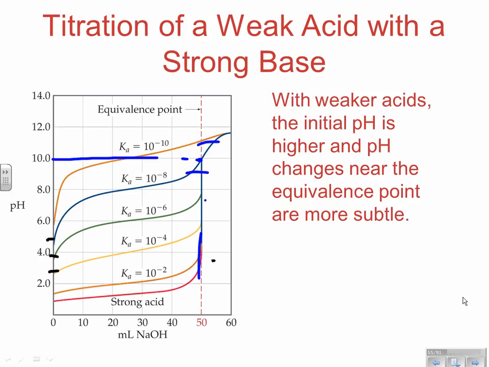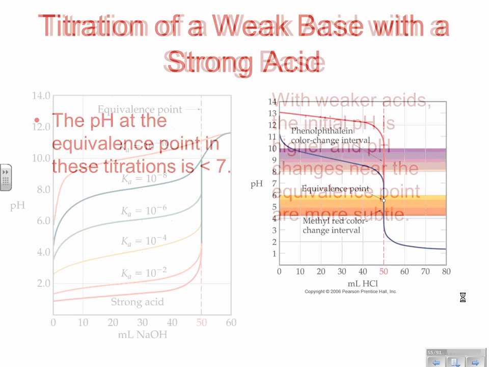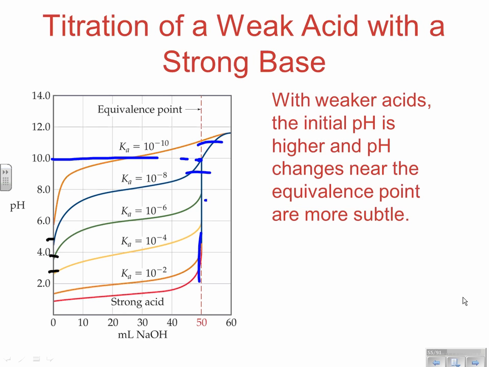So the equivalence point gets more subtle to find as you have a weaker weak acid. Oh, and another mention here, and notice what's going to happen. If we have a weaker weak acid, we're going to have a stronger conjugate base. So we're getting farther and farther away from 7 at our equivalence point. It's getting higher and higher and higher.